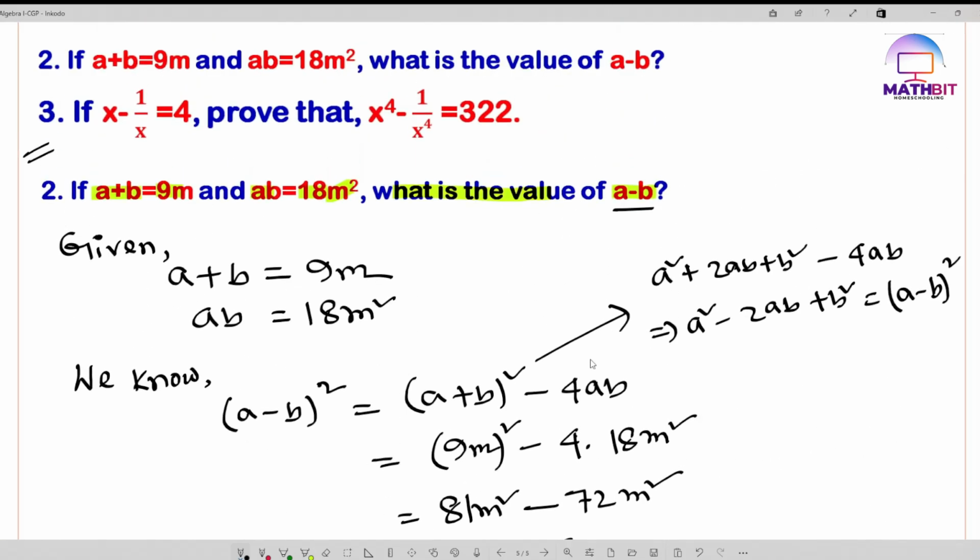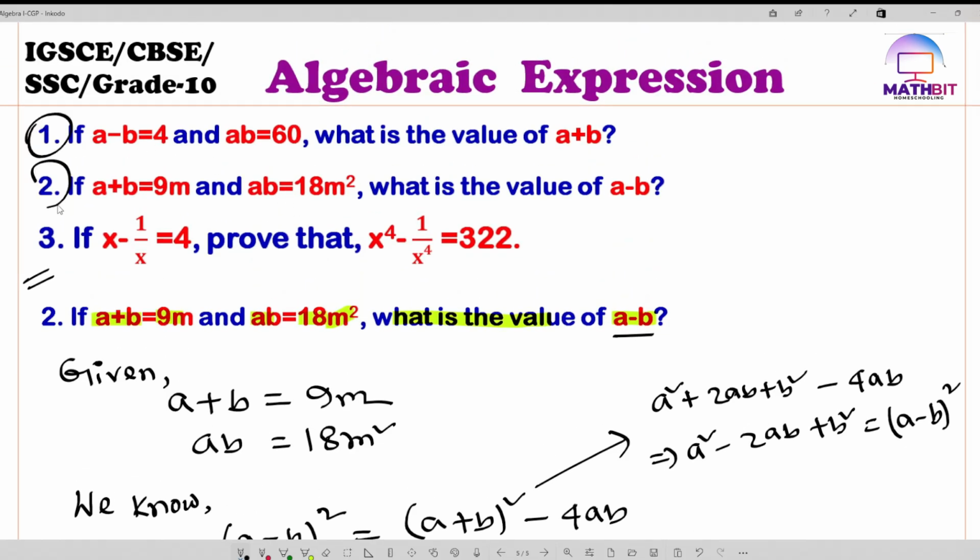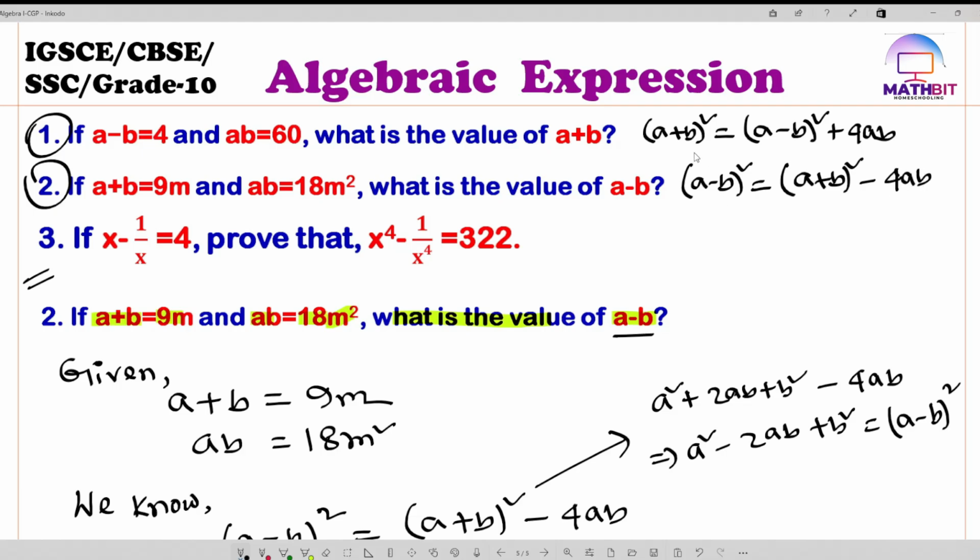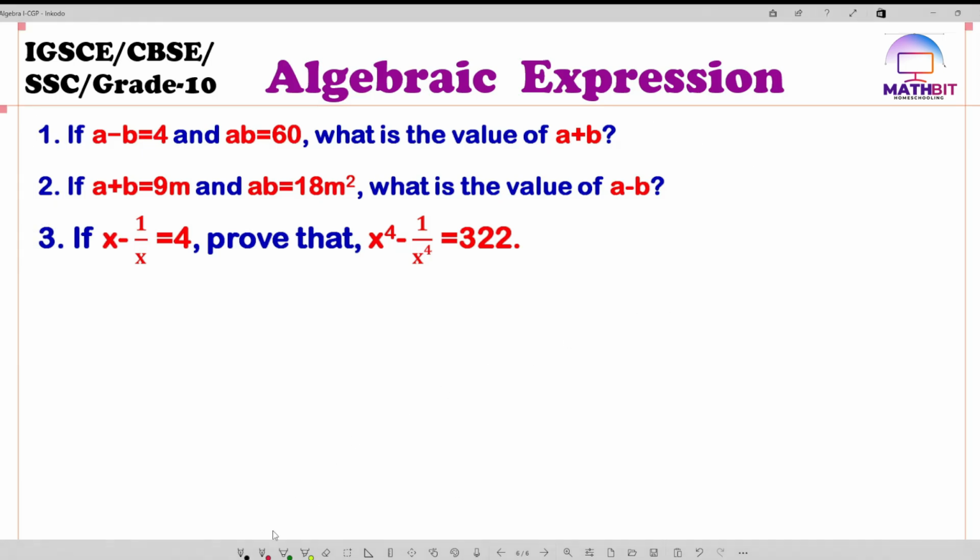So number 1 and number 2 are similar maths, but with a different theory. Here we follow a plus b whole square equals a minus b whole square plus 4ab, and here we follow a minus b whole square equals a plus b whole square minus 4ab. Okay, now our last math, number 3, we are starting.